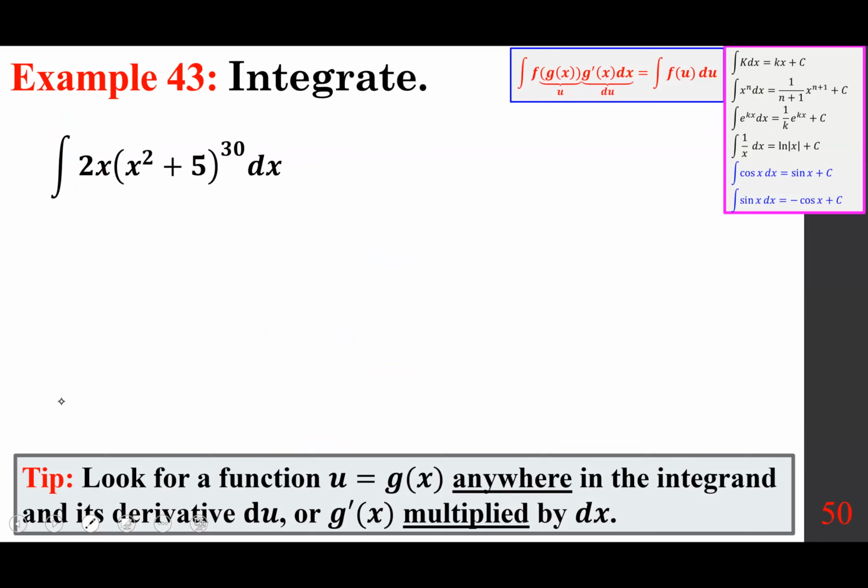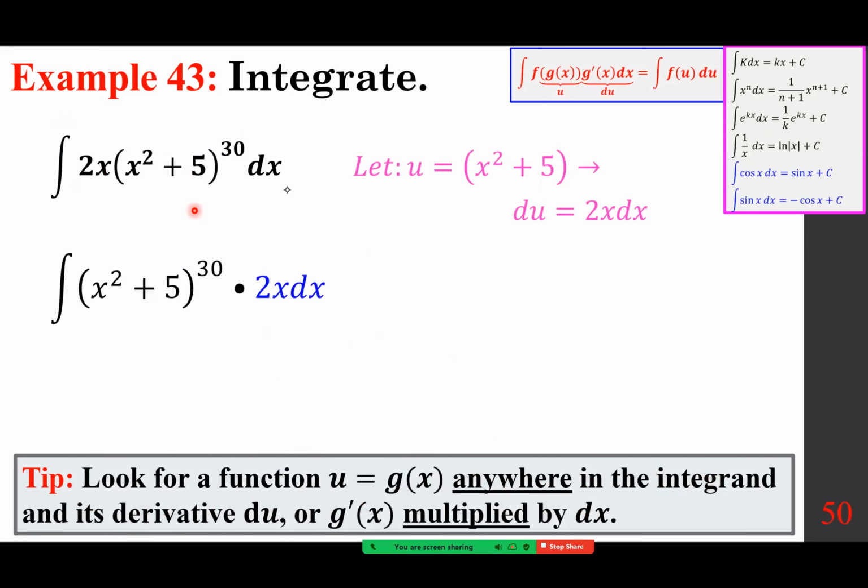Substitution method in the case of polynomials. Okay, the more complicated one is a choice of u. Remember, look for a function u equals g of x anywhere in the integrand and its derivative du or g prime of x multiplied by dx. So if u is x squared plus 5, du dx is 2x, and therefore du is 2x dx. So we're going to move the 2x next to dx.